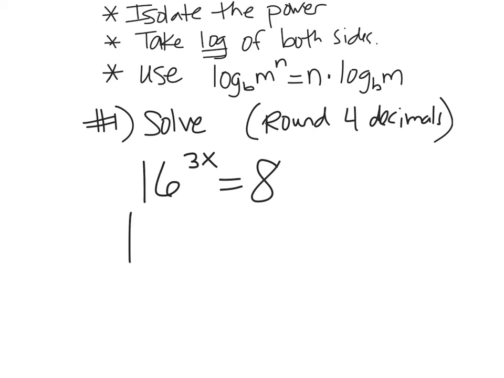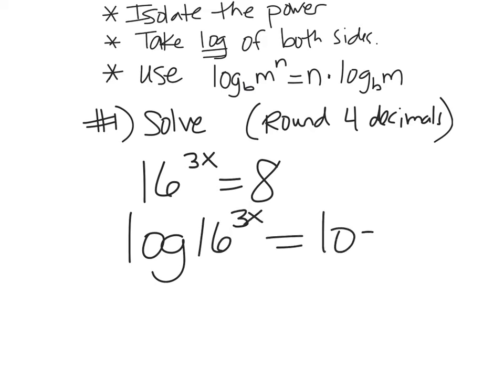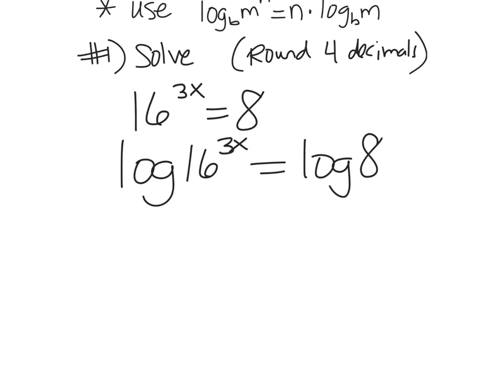So we're going to take the log of 16 to the 3x equals log of 8. All I did was write this equation all over again, but I put the log in front of both of them. I took the log of both sides. And then I'm going to use my property, which says I can take this 3x and move it down front.